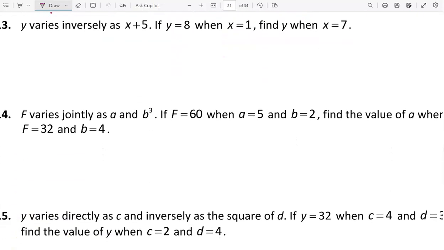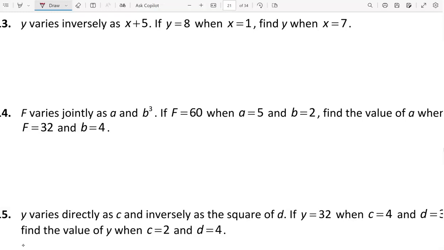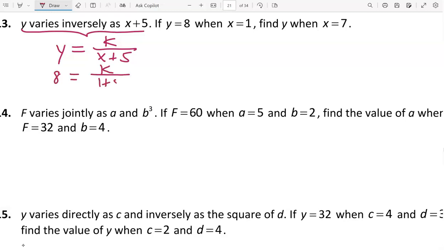In number 13, y varies inversely as x plus 5. Translating that equation, y equals k divided by x plus 5. And we know that y is equal to 8 whenever x is equal to 1. So 8 and 1 can replace the y and the x. So that gives us 8 is equal to k divided by 6.